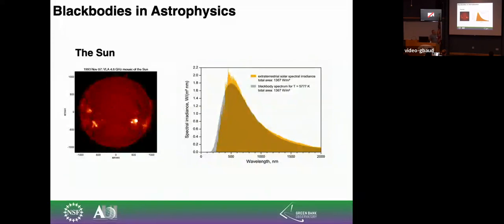So, what I've been talking about here is black bodies. Here, I'll show you a few examples of how we actually use this in astrophysics. The sun is more or less a black body.